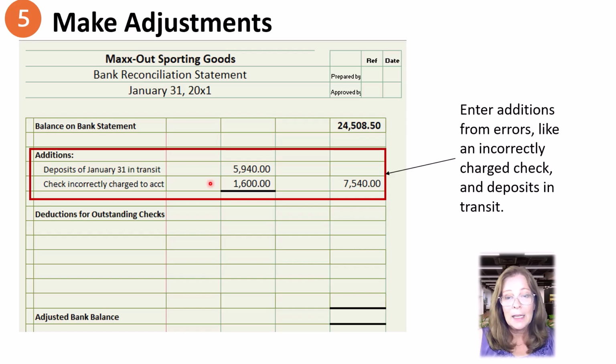So in the additions section, we entered the $5,940 deposit in transit and $1,600 bank error. These items increase the bank balance because they represent amounts that we expect the bank to recognize and correct in the future.